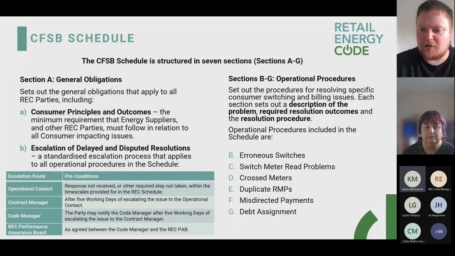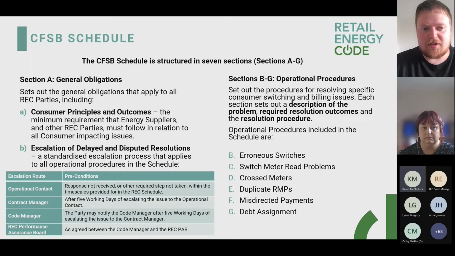So that's where there are multiple MPANs or MPRNs in error, and there should only be one. Misdirected payments and debt assignment. So that's for the debt assignment protocol, or DAP as people know. The key differences in what this brings in really come in section A. Sections B to G are largely unchanged from what people do today. Section A sets out general standards that apply in all of these scenarios.